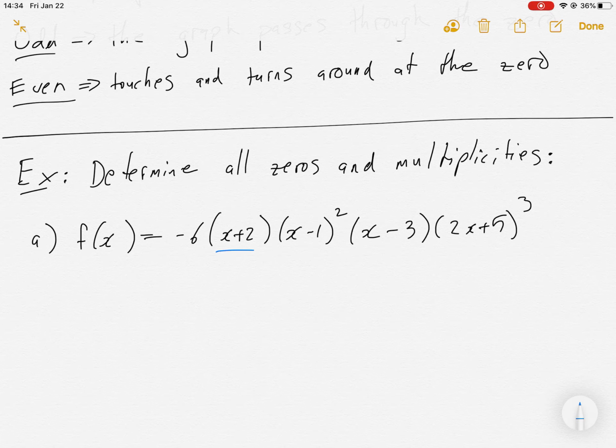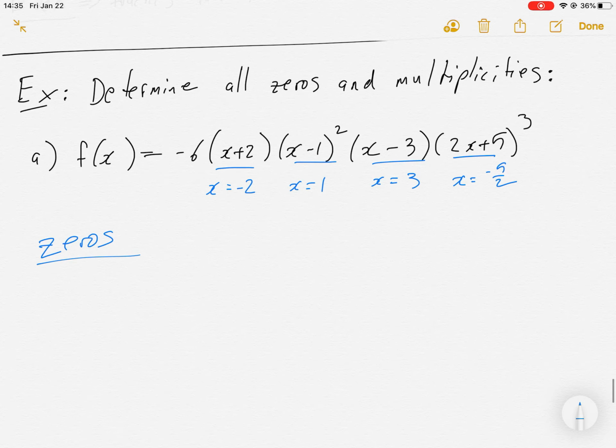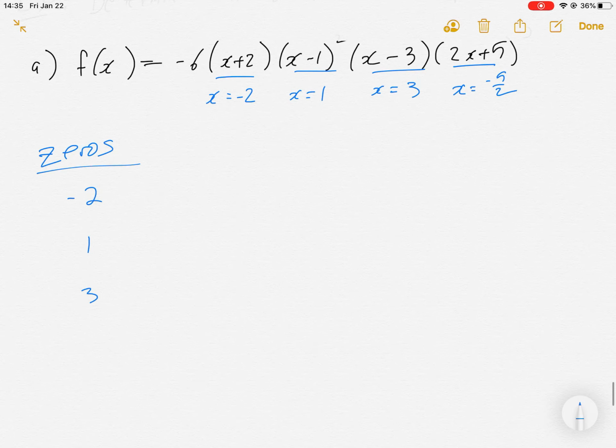All right, so let's go ahead and just start solving for this. This would be x equals -2. This one is x equals 1. This one is x equals 3. And then solving this is a little bit more work. -5 divided by 2, so it's going to be -5 over 2. And so you would say, okay, all the zeros are -2, 1, 3, and then -5 over 2.